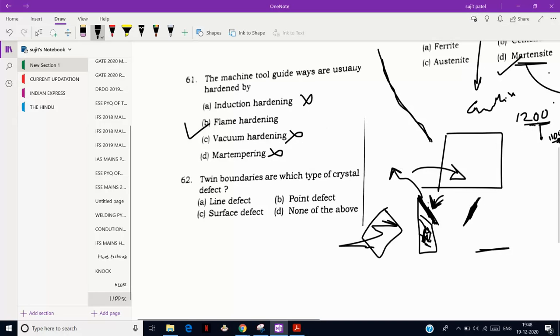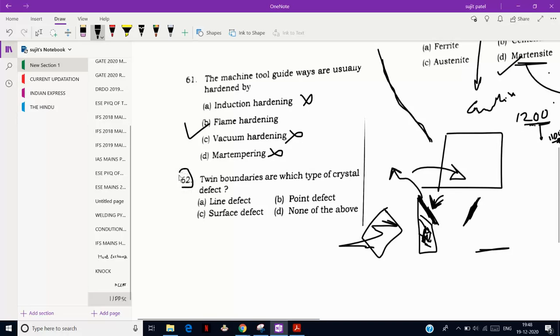Flame hardening is done with a flame like the one used in gas welding. With the help of the flame it is heated and rapidly cooled down, so that its surface becomes very hard to provide wear resistance. So the answer will be B.